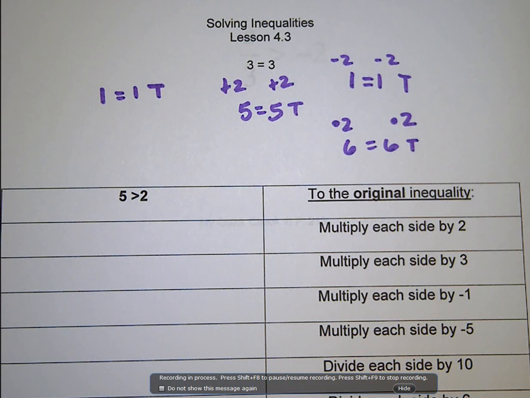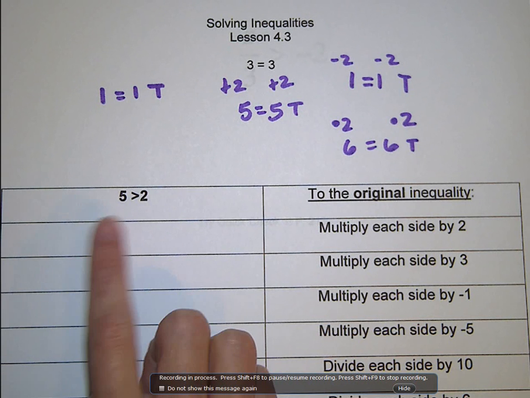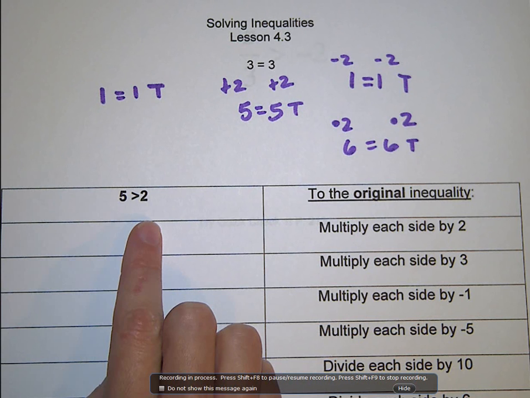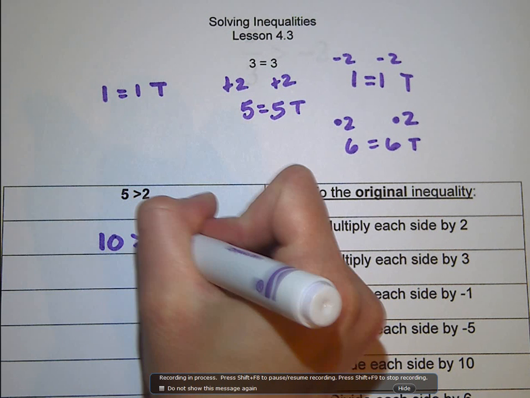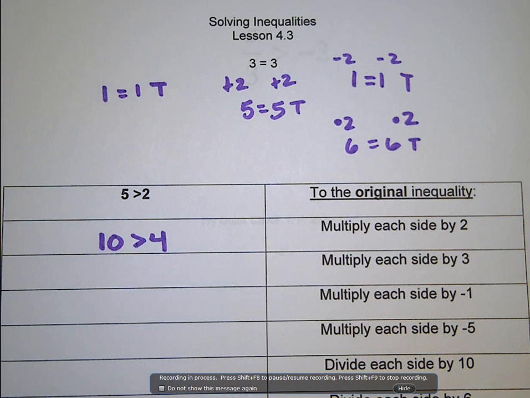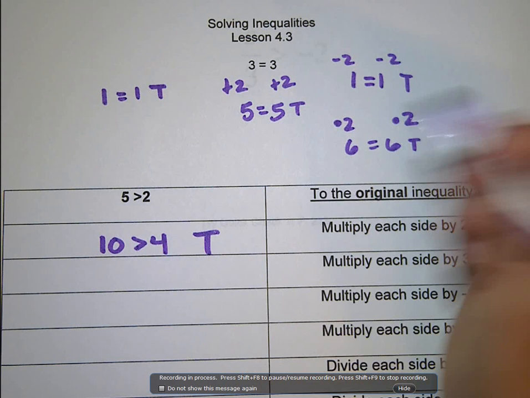Same is not true with an inequality. So we're going to explore that for a second. I've got 5 is greater than 2. I'm going to take that inequality, which is a true statement, and multiply each side by 2. So I would get 10 is greater than 4. Is that true? Yep, that stayed true. Now I'm going to multiply each side by 3.